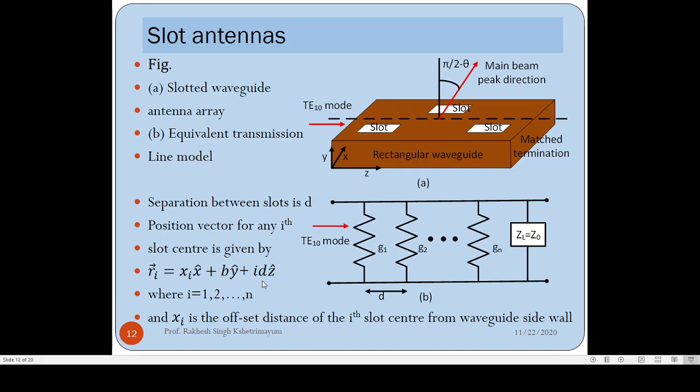And the first slot would be displaced at a distance of D, the second slot at a distance of 2D, 3D, and so on. That's why iD z hat. i goes from 1, 2, 3, 4, 5 and so on, natural numbers. So xi is the offset distance of the ith slot center from the waveguide side wall. iD is the distance along the z-axis. This is the z-axis. The first one will have D, this will be 2D, 3D along the z-axis. Along the y-axis, all are at the same location, B y hat.